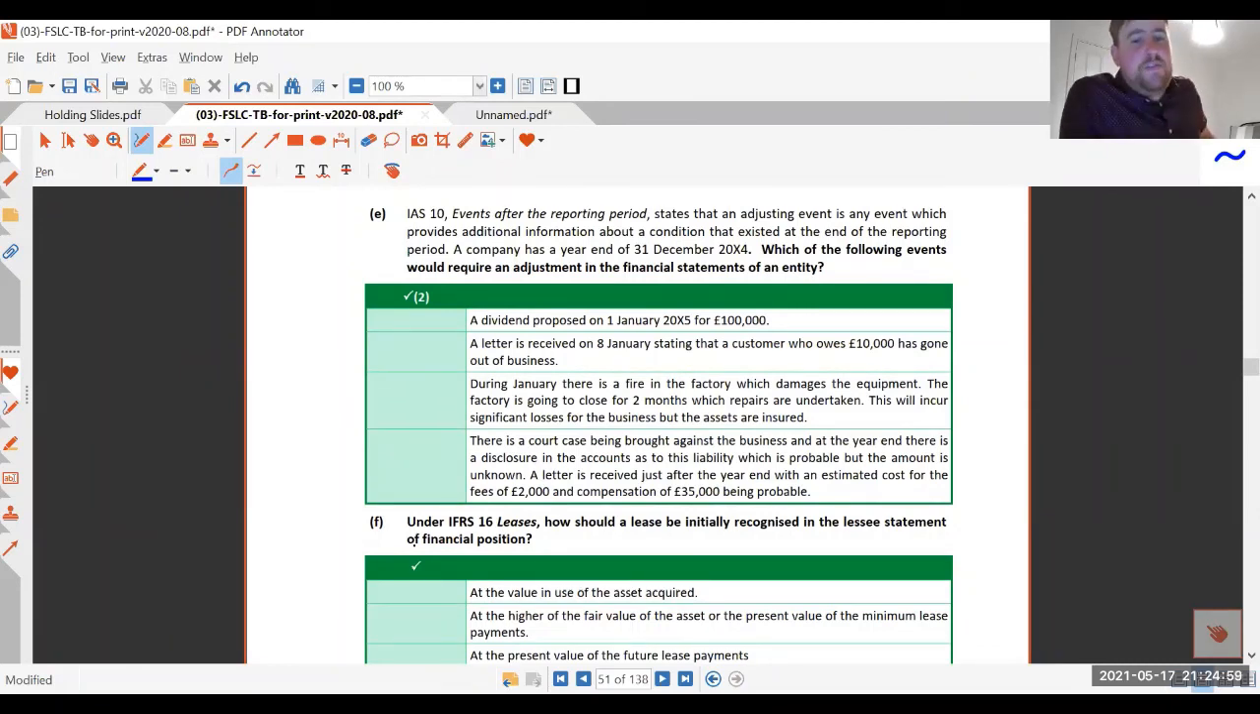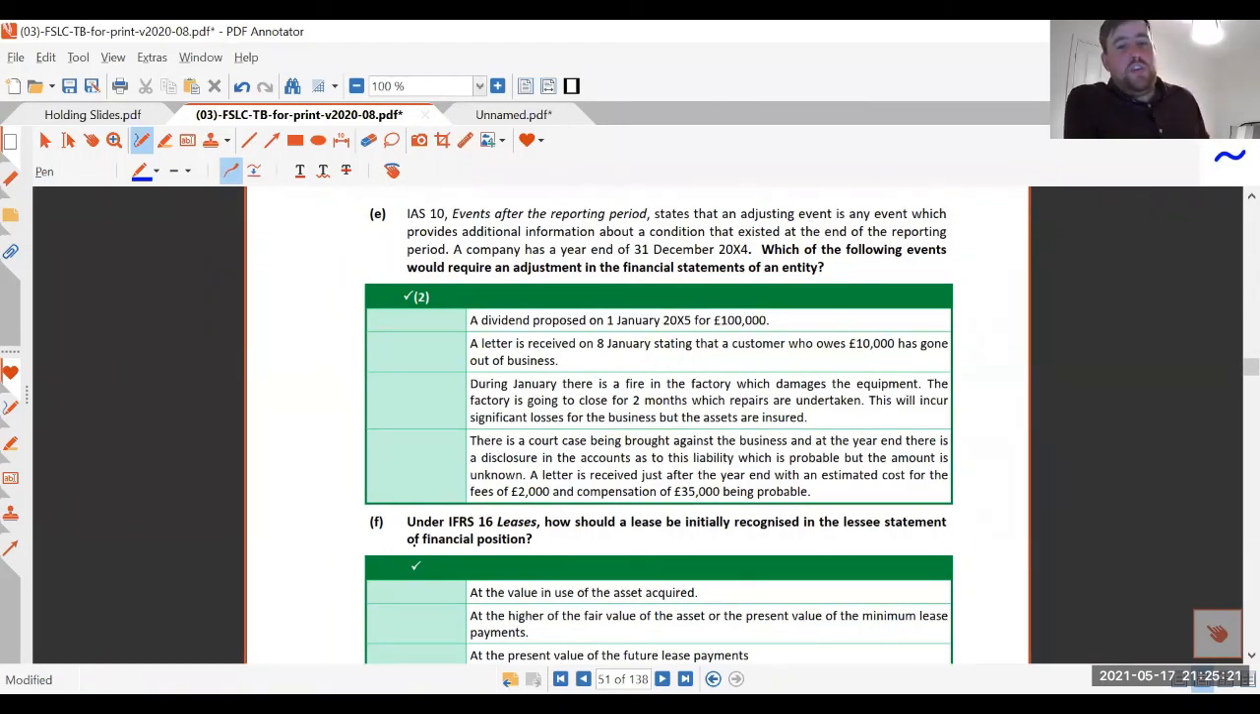We've got events after the reporting period for our penultimate question here. Company year end is the 31st of December, and we need to decide which two of these four scenarios we would need to adjust the financial statements for. So we'll just go through them one by one and decide if we like them or not.